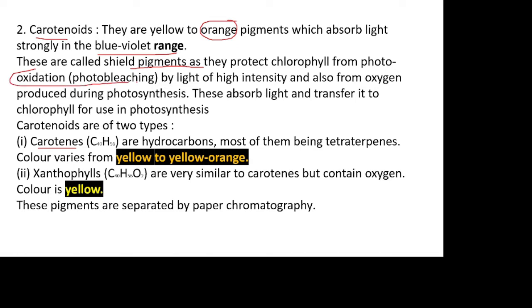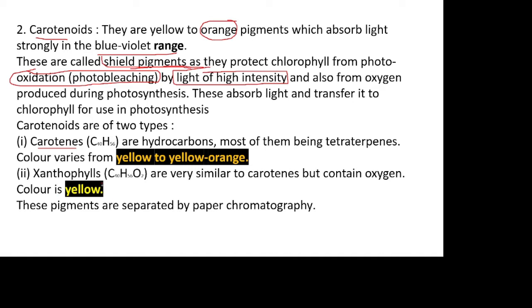So heavy exposure to light can damage the chlorophylls, and chlorophylls are the reaction centers. So if they are damaged, the photosynthesis process will not take place. So to protect from light of high intensity, these carotenoids and xanthophylls act, and that's why they are called what? Shield pigments. They are shielding chlorophylls.